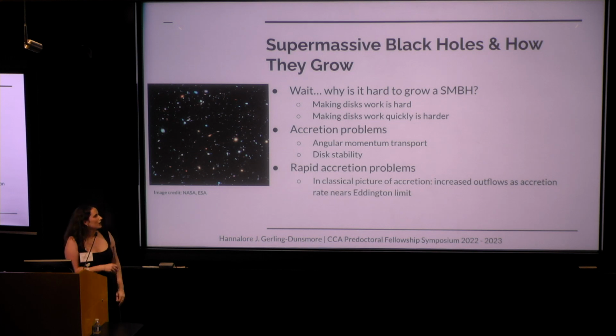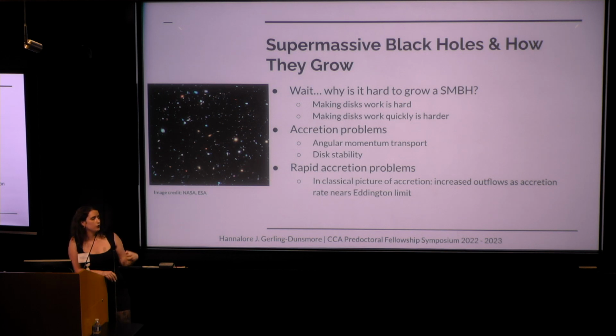Wonderful. So one question I get asked a lot is, why is it hard to grow a supermassive black hole? Isn't that the whole thing, that black holes, things fall into them and they can't escape? That's true if you can get matter to the black hole, but the problem is getting matter there because these black holes are surrounded by accretion disks. And the accretion disks are really hard to make work, and they're hard to make work fast.